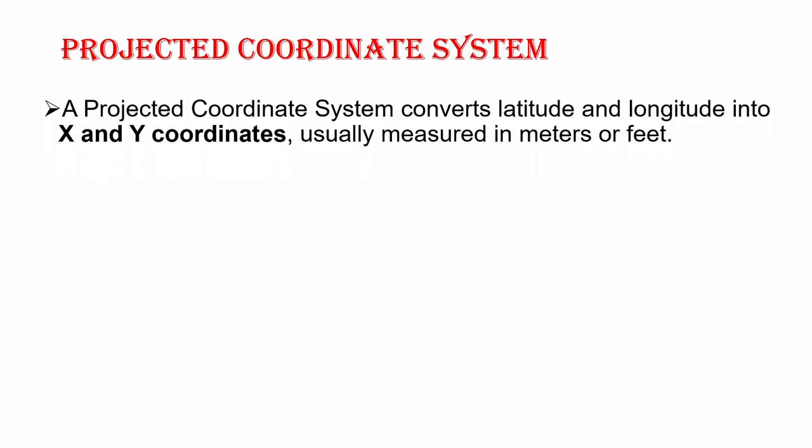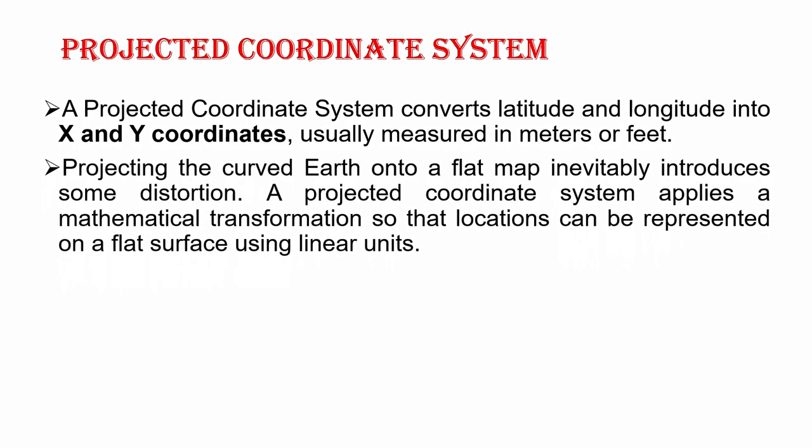A projected coordinate system converts latitude and longitude into x and y coordinates, usually measured in meter or feet. Projecting the curved Earth onto a flat map introduces some distortion. A projected coordinate system applies a mathematical transformation so that locations can be represented on a flat surface using linear units.